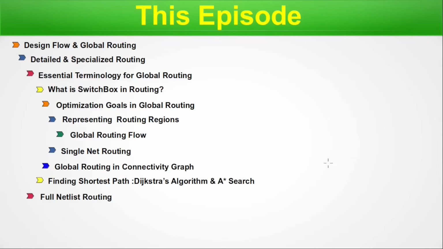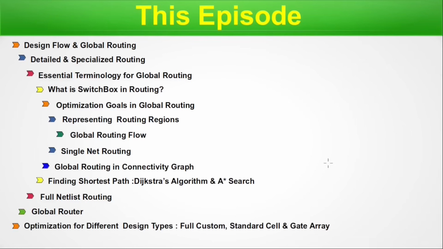Next, full netlist routing. Global router. This is not about any specific router. This is a generalized idea about a global router, how it works, what the main components or methodologies used are. And finally, optimization for different design types: full custom, standard cell and gate array. So these are the pointers we will discuss in today's episode. We are done with this slide. We will move to the first slide.